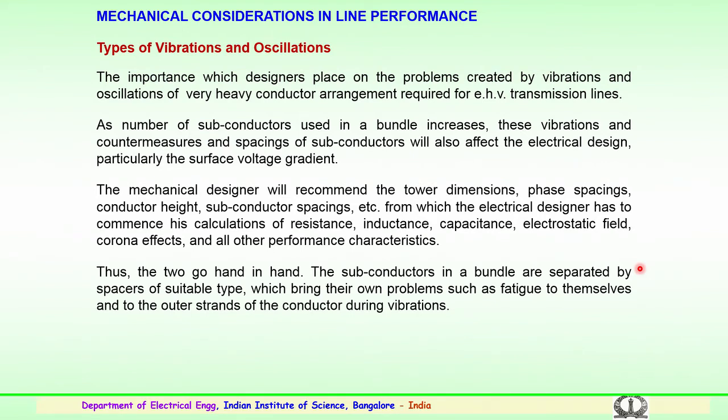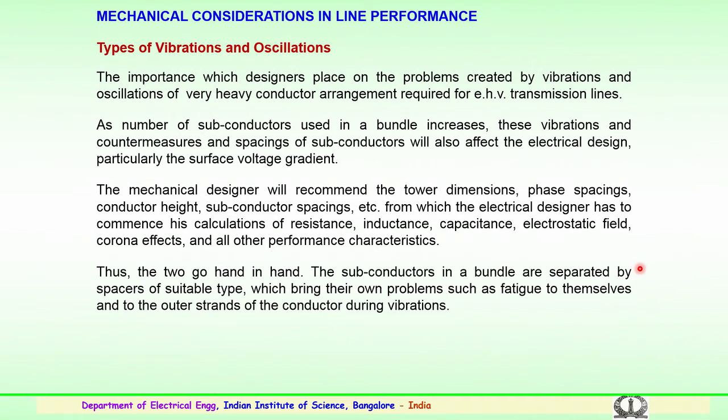The problems particularly related to vibrations and oscillations of very heavy conductor arrangements, the 4 bundle or quadruple bundle, or a 6 bundle or 8 bundle conductors which are at extra high voltage or ultra high voltage transmission systems, have to be considered. As the number of subconductors in the bundle increases, the subconductor bundle could be 2, 4, 6, 8 or more. These vibrations and countermeasures and spacing of subconductors also will affect the electrical design, particularly the surface voltage gradients which we have seen.